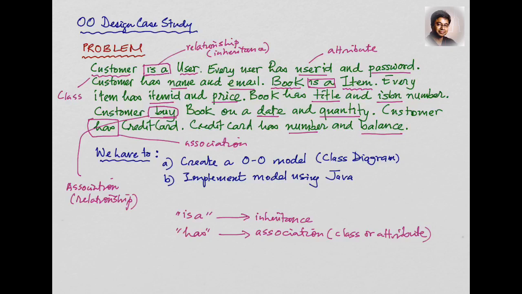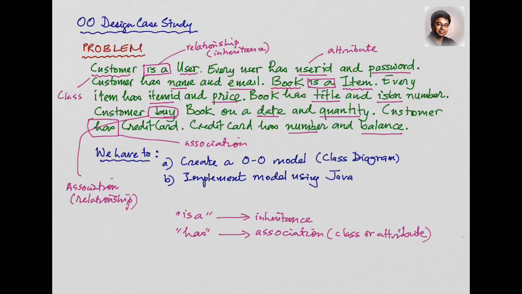What we see in the next line is customer has, that means association again, name and email. We know name and email is a unique value. It's an attribute, it cannot be a class. Every noun is a class, but if that is a unique value, that actually is an attribute. So what we see is customer has two attributes, name and email. Fine. Let us proceed.